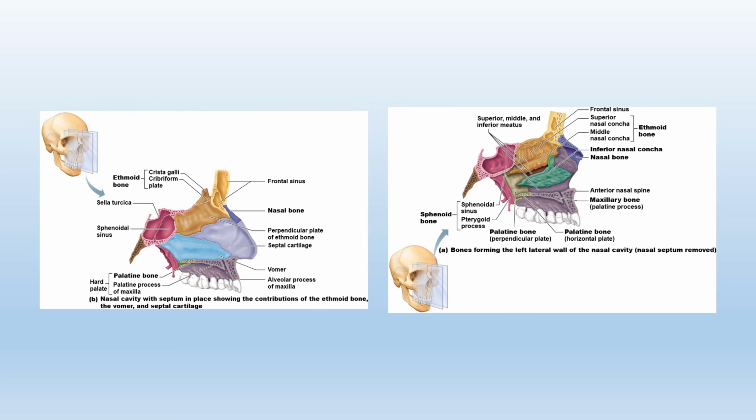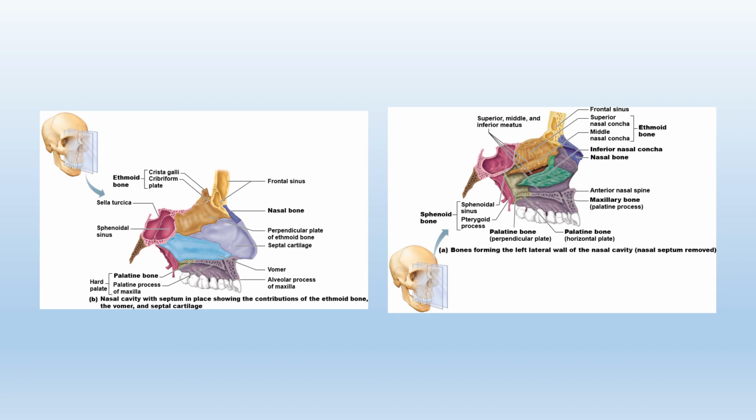Both of these images will show the nasal cavity as well as the nasal septum. In the image on the left here, in yellow, we will have the perpendicular plate of the ethmoid bone, which will articulate with the vomer in blue to form the nasal septum. The rest of that space is filled with cartilage.